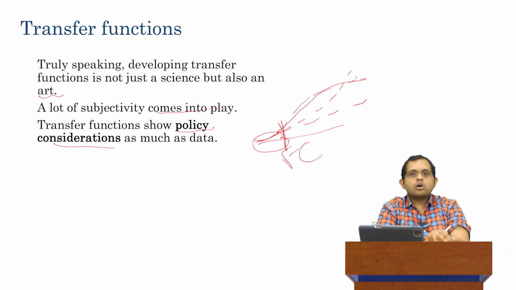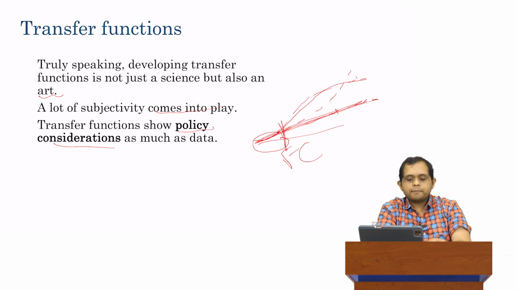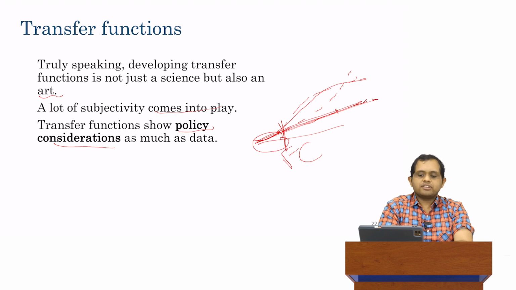Or maybe your agency says that up to 50% cracking, I really don't care. So then you might choose this transfer function, where you just assume a gentle increase in fatigue cracking so that at the end of the service life, you can reach 50% cracking, because that's how the policy decision has been made. So transfer functions are not purely a mathematical exercise, they show policy considerations.